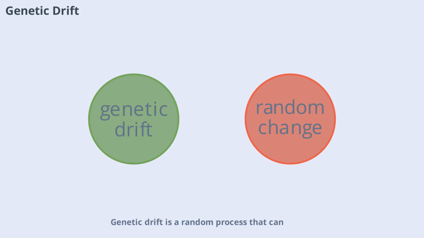Genetic drift is a random process that can change the frequency of traits in a population, especially in small groups. Unlike natural selection, genetic drift is not driven by adaptation but by chance events. Over time, it can lead to significant changes, even causing some traits to disappear completely.